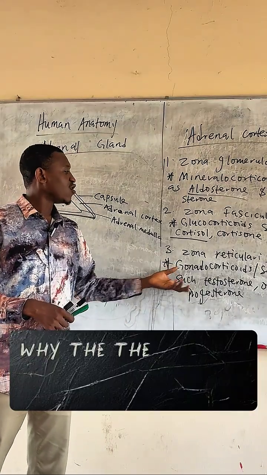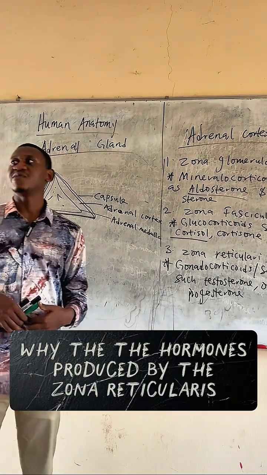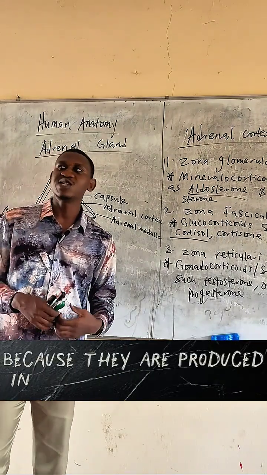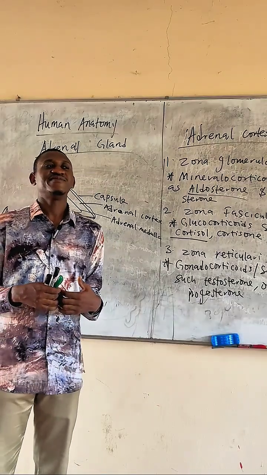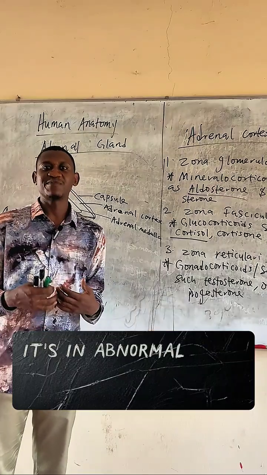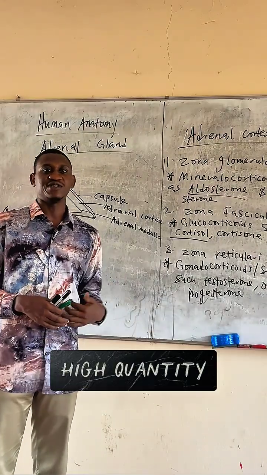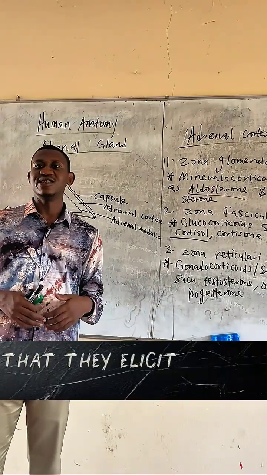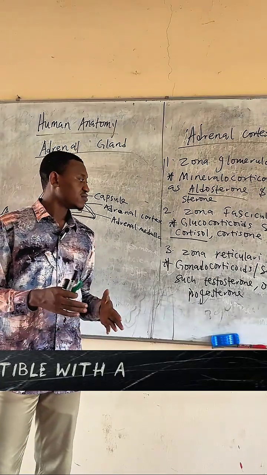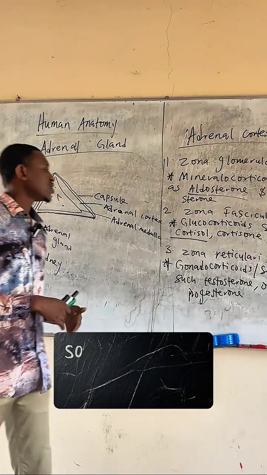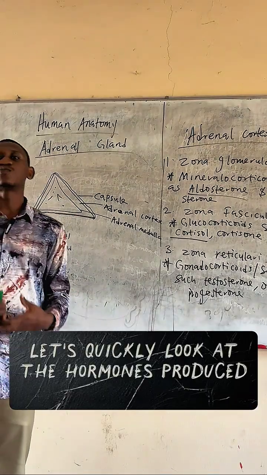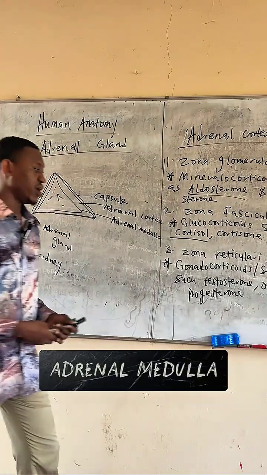Why are the hormones produced by the zona reticularis usually produced in small quantity? Because they are produced in small quantity, their effect is physiologically insignificant. It's in abnormal cases where they are produced in high quantity that they elicit effects that are not compatible with human development. So let's quickly look at the hormones produced by the adrenal medulla.